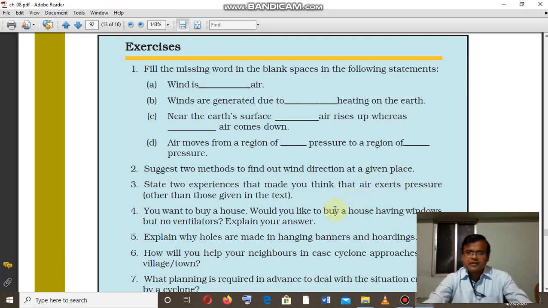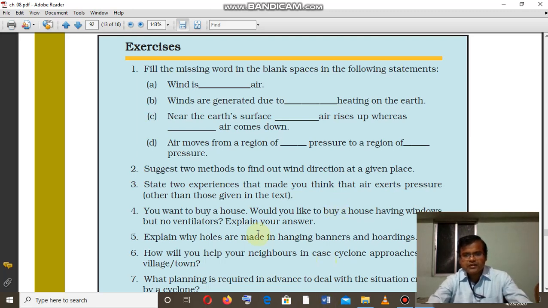Question number 3. State two experiences that made you think that air exerts pressure, other than those given in the text. Here also we can take, suppose when we fill air in a balloon, it becomes tight, and if we try to fill more air, the balloon will burst. So it means that air exerts pressure. Second, wind causes curtains, doors, windows to move with the direction of winds. This implies that air exerts pressure.